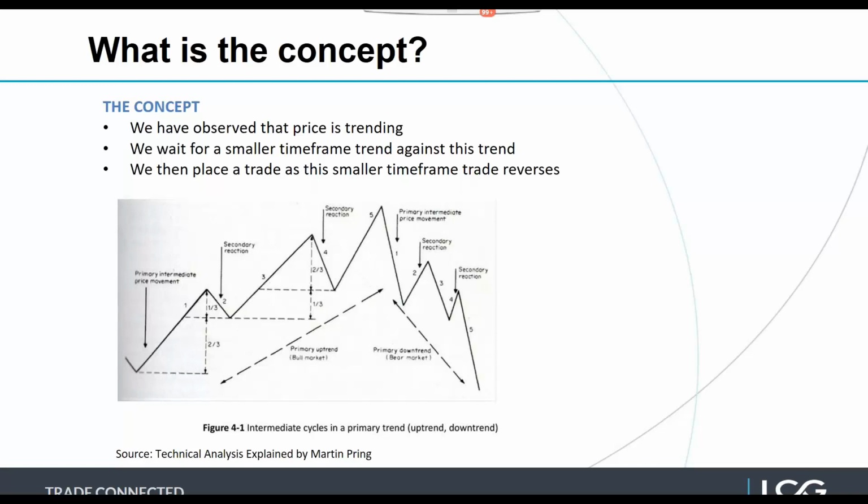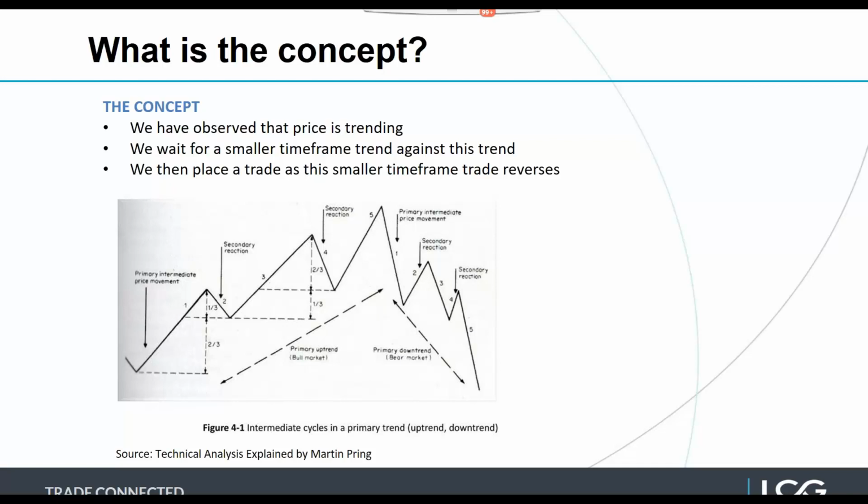Now, this particular technique is sort of a breakout technique, but it's not. It's a bit of a hybrid of a breakout and a pullback strategy. I would say it's more of a pullback strategy.